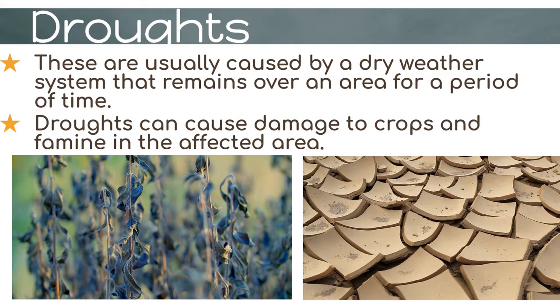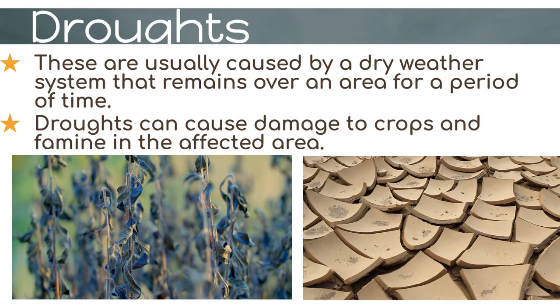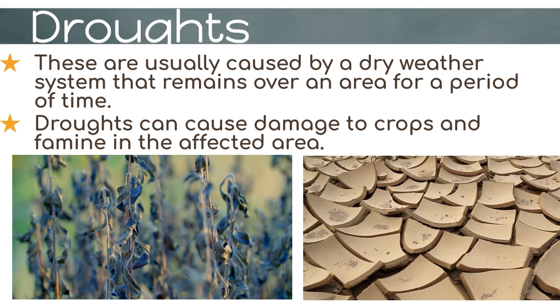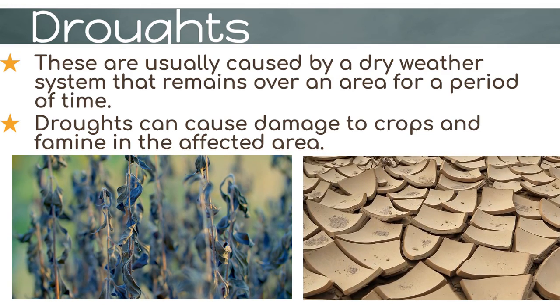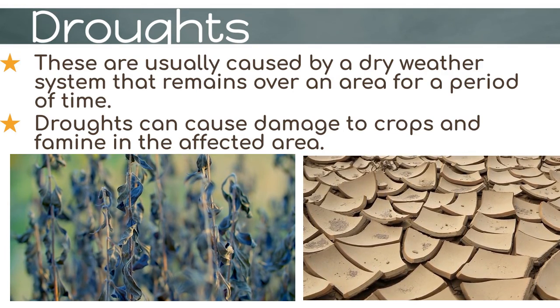So, what exactly causes a drought? These are usually caused by a dry weather system that remains over an area for a period of time. Droughts can cause damage to crops and famine in the affected area.